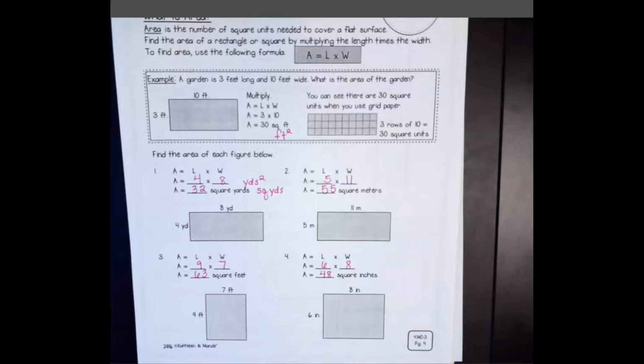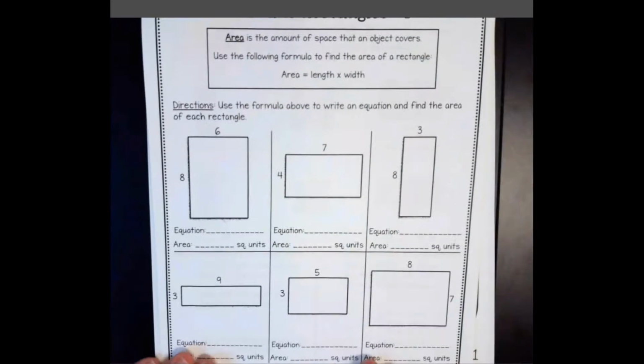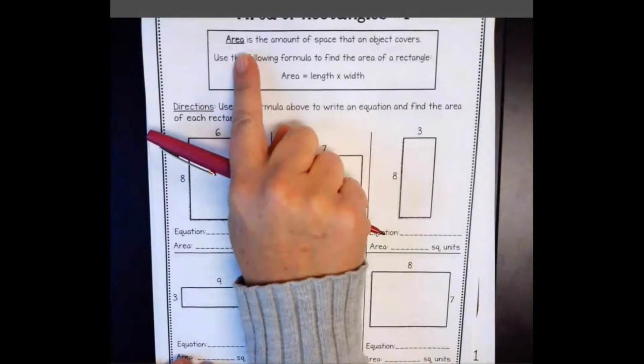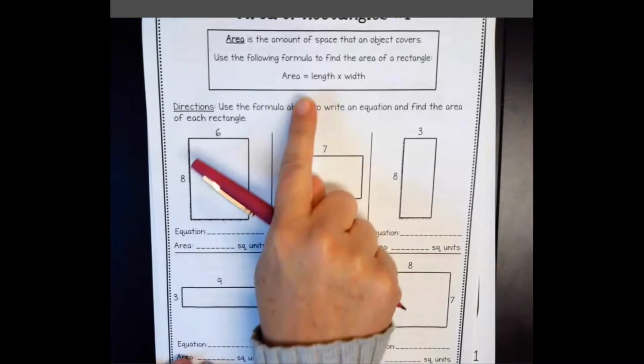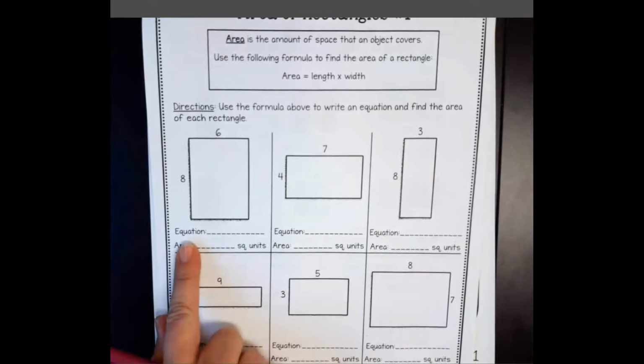Today your job is to turn to the one page, and you're going to complete this page. I remind you that area is the amount of space the object covers, so how many squares would fill this in. You're going to use length times width. Your equation would be the problem you use to solve it.